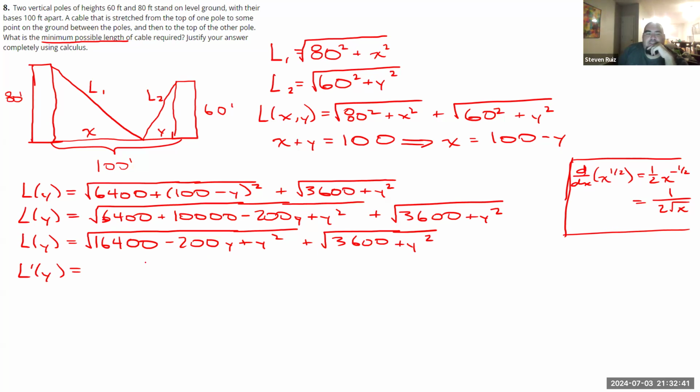So that means this derivative is going to be 1/2 times the radical 16,400 minus 200y plus y squared, multiplied then by the derivative of the inside function. So what is the derivative of the inside function? That'll be minus 200 plus 2y.